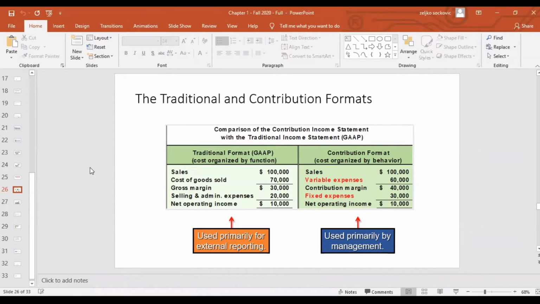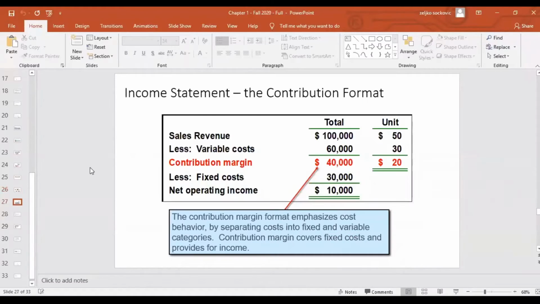And look, as I said when we started, financial accounting is concerned with financial statements. It's used often, as it says here on this slide, primarily for external reporting, especially if it's a large organization, right? And then you see here it says that contribution format is used primarily by management, meaning you don't report this information to anybody outside. This is for you as a manager to more effectively manage your operations. Okay, what do we mean by this? Let's go to the next slide.